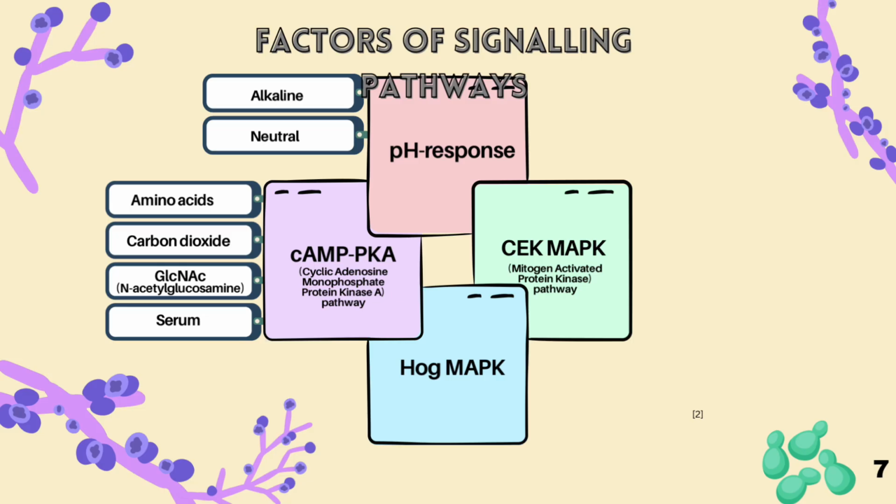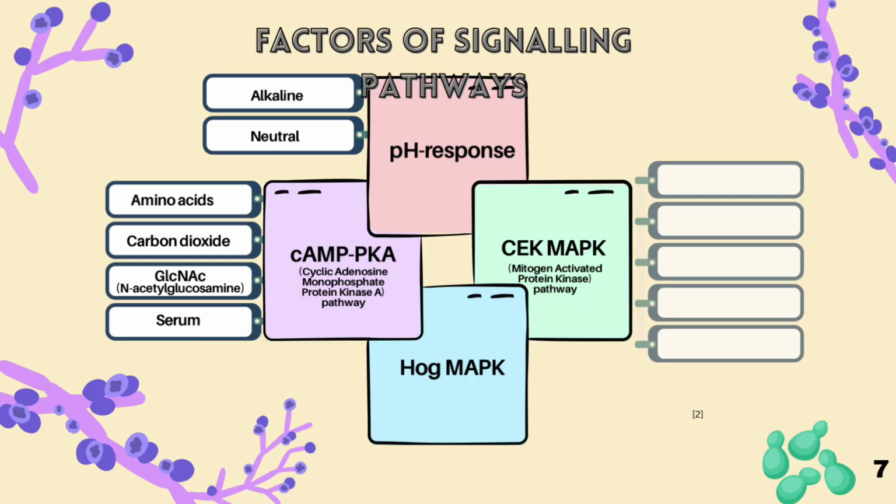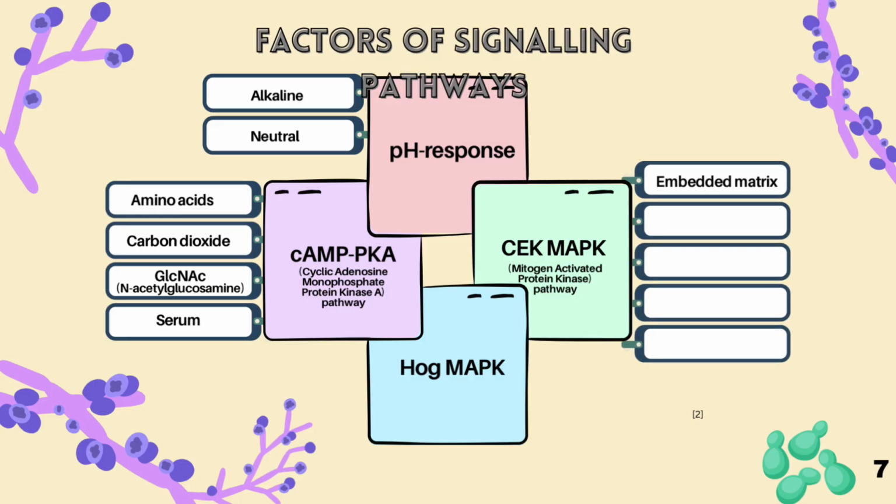Now, look at the green box on the right, the CEK-MAPK pathway, also known as the mitogen-activated protein kinase pathway. This pathway is highly sensitive to physical stress and structural changes. It is activated by embedded matrix, cell wall damage, low nitrogen, host body temperature at 37 degrees Celsius, and again GlcNAc sugar. When the fungus feels restricted or damaged, this pathway helps it adapt, change shape, and survive.